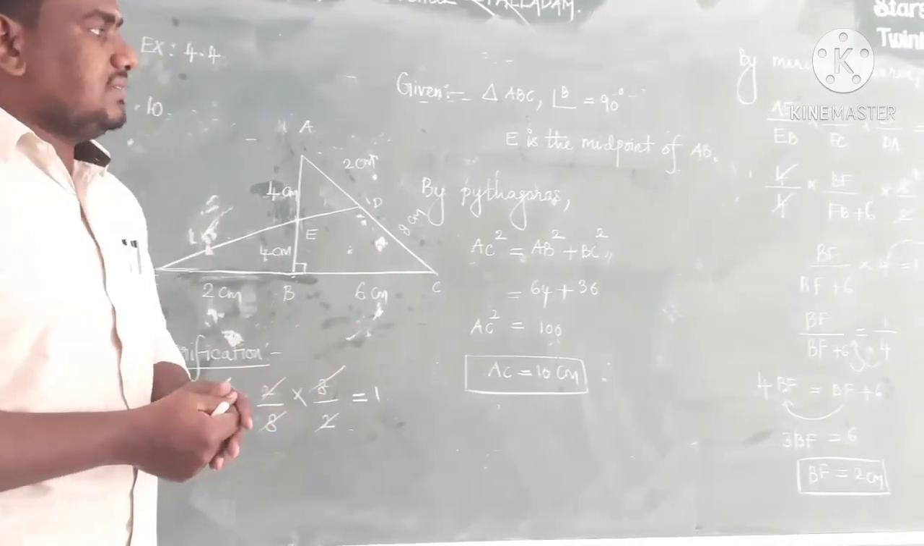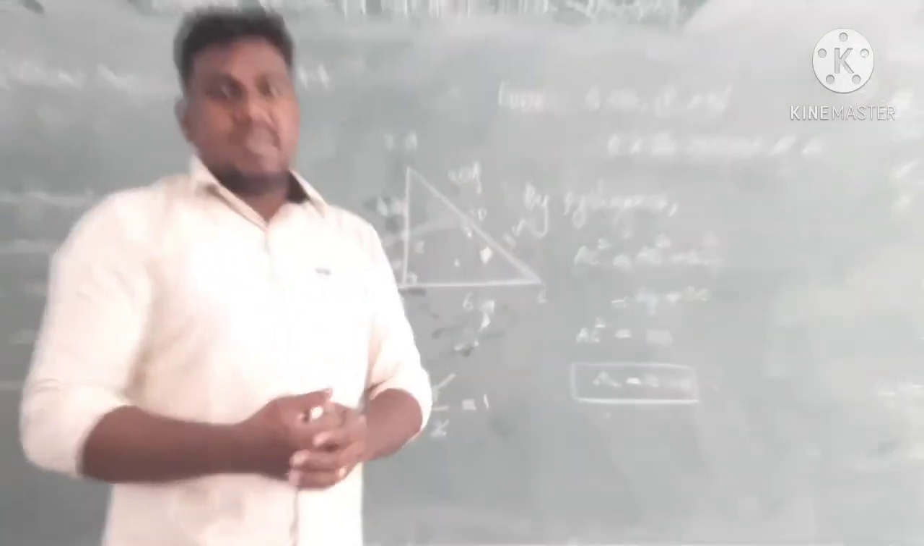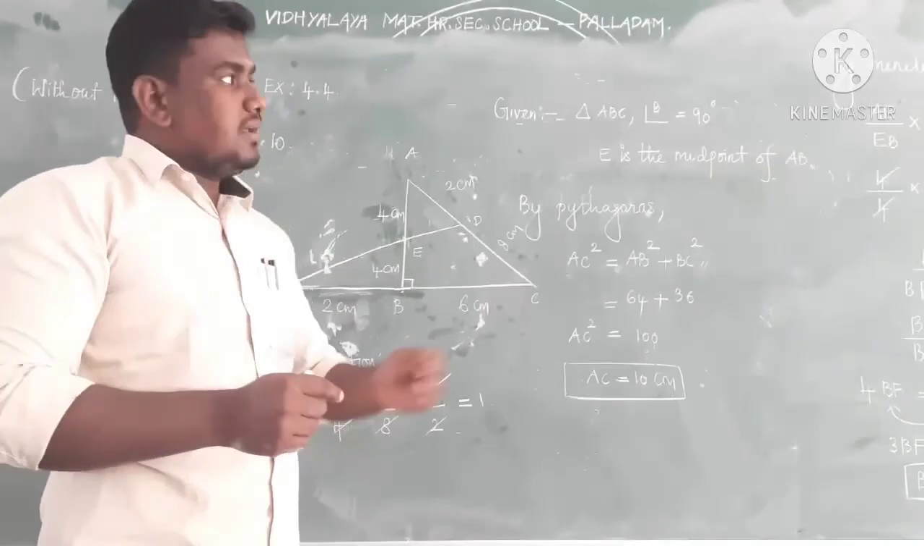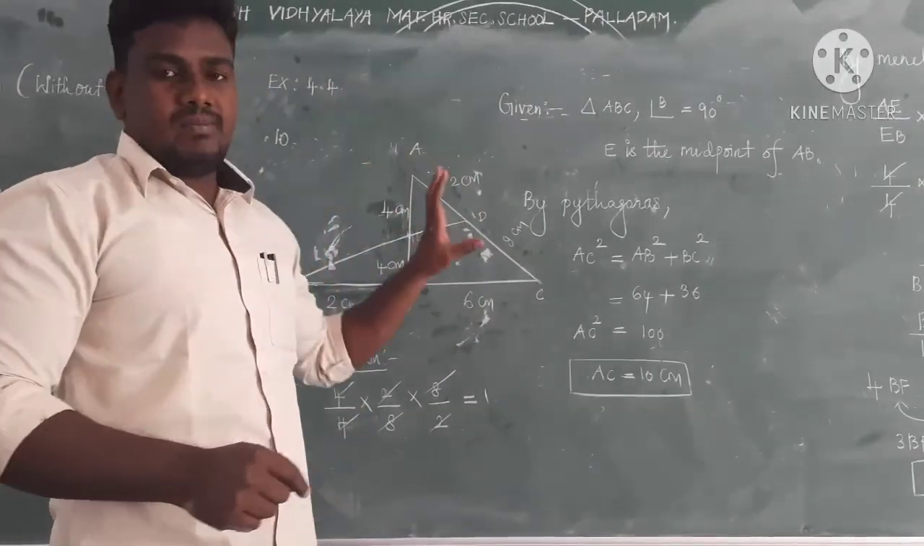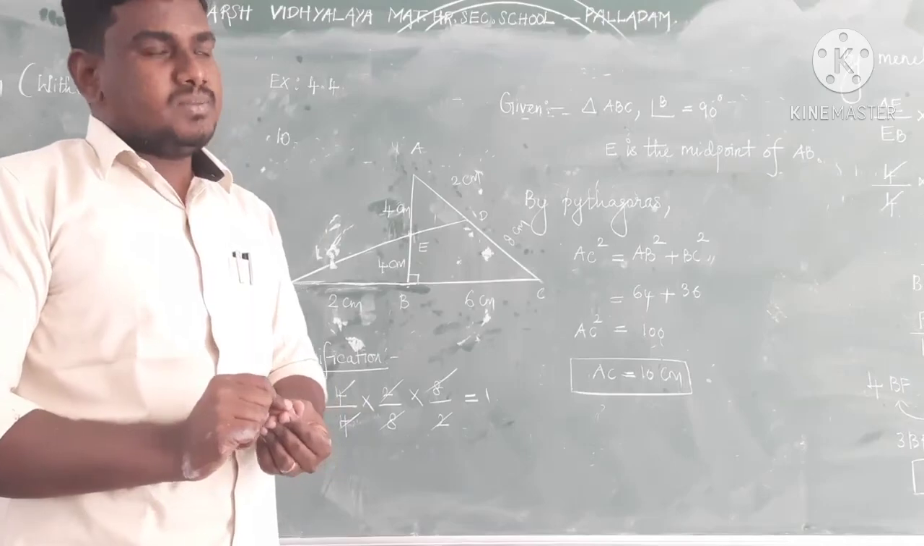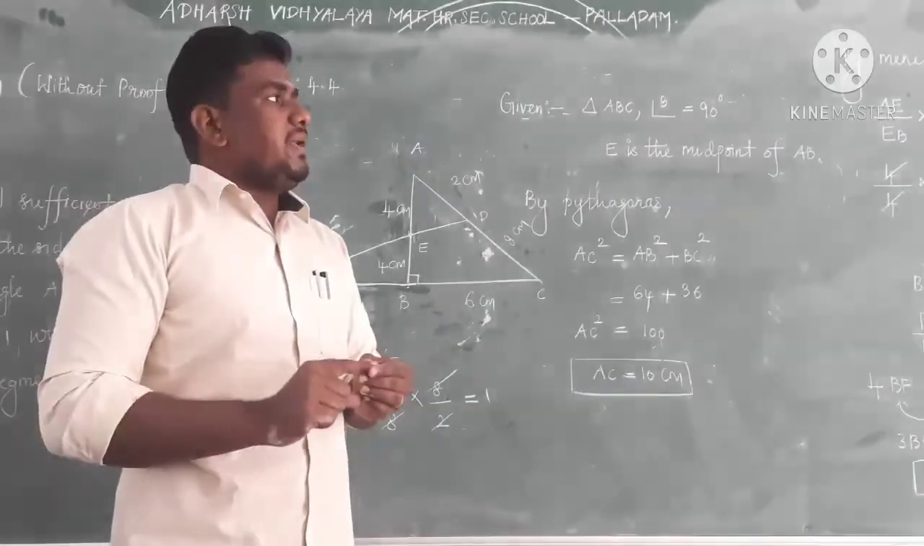So hence it is proved, as well as the length of BF is equal to 2 centimeter. I hope you understand this. This is also one of the important questions. Some example problems are there based on this Menelaus theorem, so try to do the example sums. We'll meet you with a new topic soon.